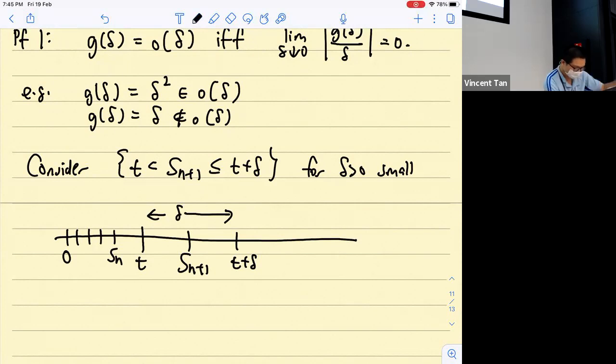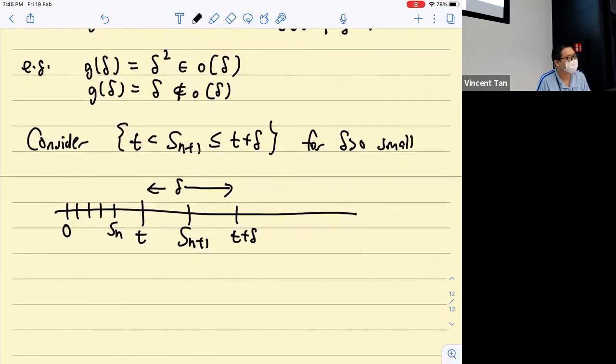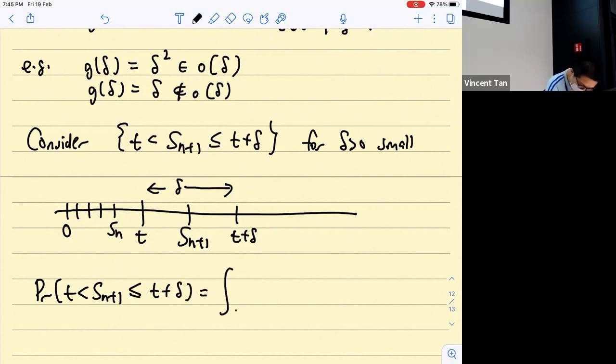Okay, so we are going to compute this in two different ways and equate them. We're going to compute the probability of these two intervals in two different ways. So the probability of t less than S_{n+1} less than or equal to t plus delta. Well, that is nothing but the integral from t to t plus delta of f of S_{n+1}, tau d tau. Well, that's the meaning of probability, right?